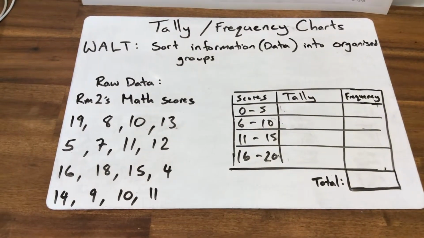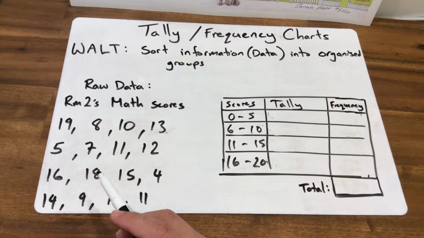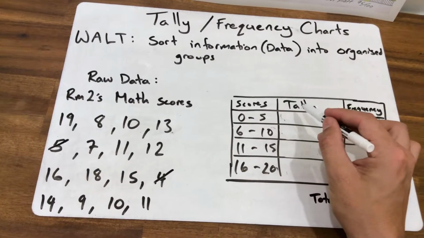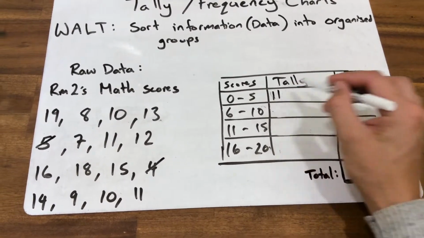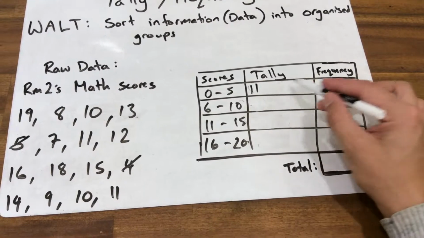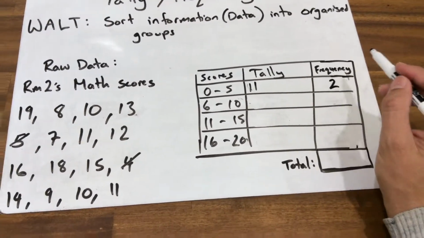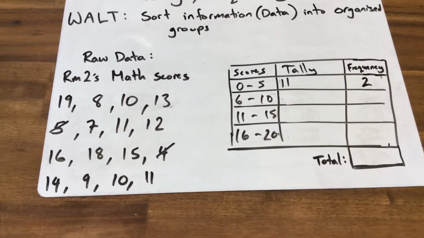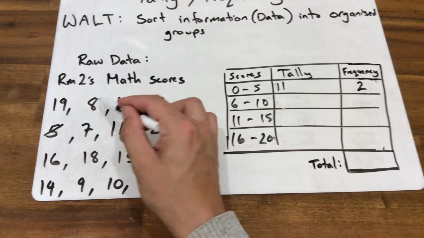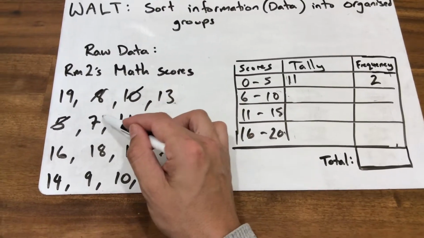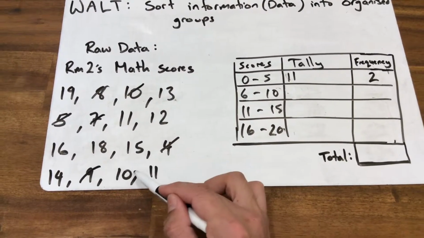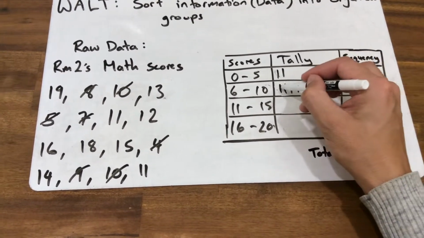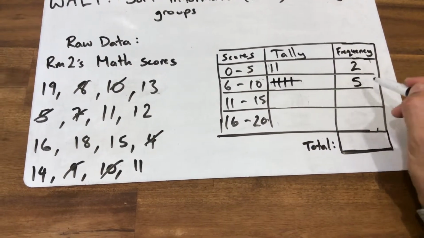For the first group, I'm looking for any numbers between 0 and 5. Here we go, we've got 4 and 5. So they go in as 2 tallies, 1, 2, and I'm going to count it. So that goes into my frequency as 2. The next group is 6 to 10. Here I've got an 8, a 10, a 7, a 9, and a 10. That was 5 numbers, so in my tallies, 1, 2, 3, 4, 5, and my frequency is 5 again.